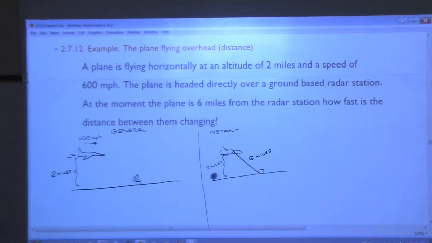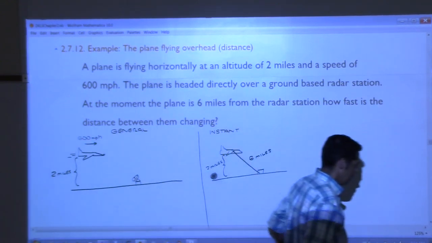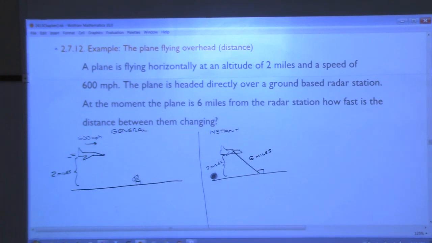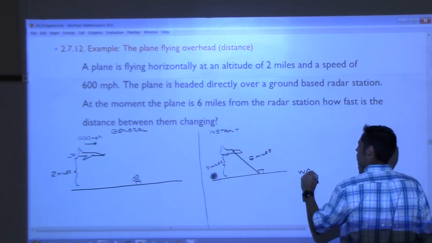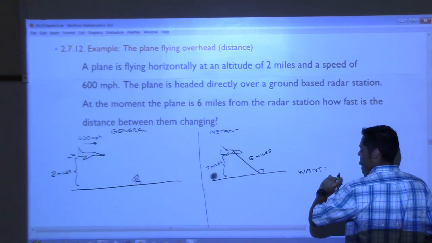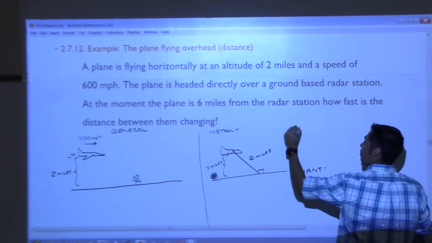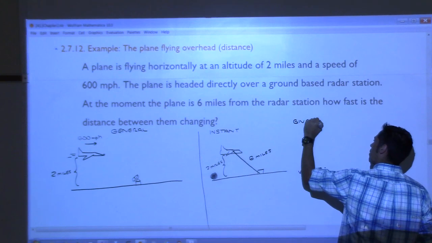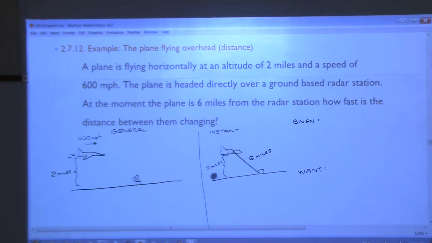What do you want me to put up here? What have I not put up here? What you want. Okay, there we go. You want the distance and the aircraft's travel. That's given. That's what I was looking for. I'm given the speed and the distance. I'm given the speed. The height.